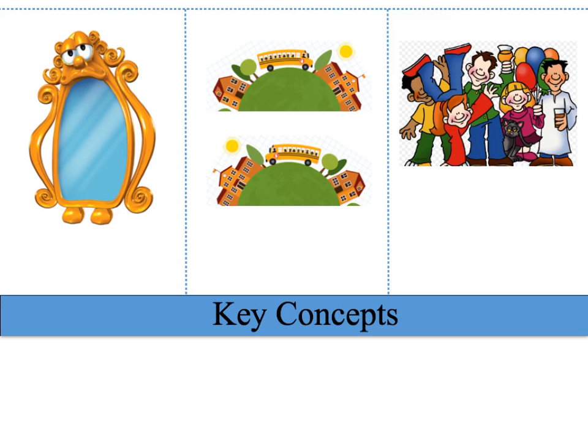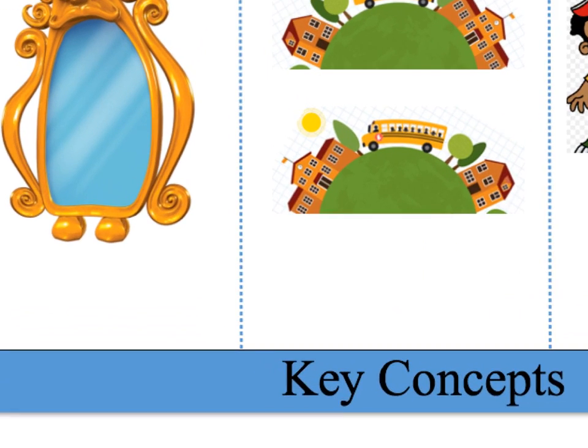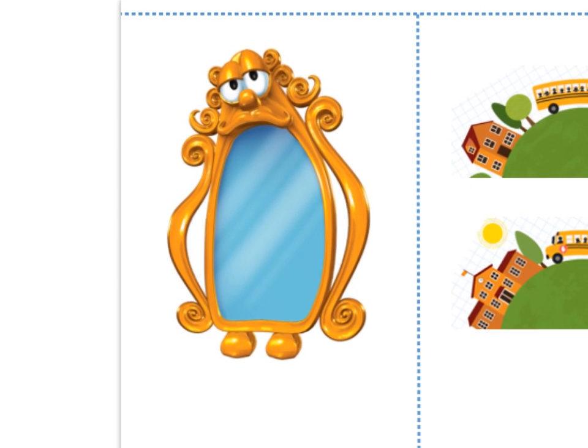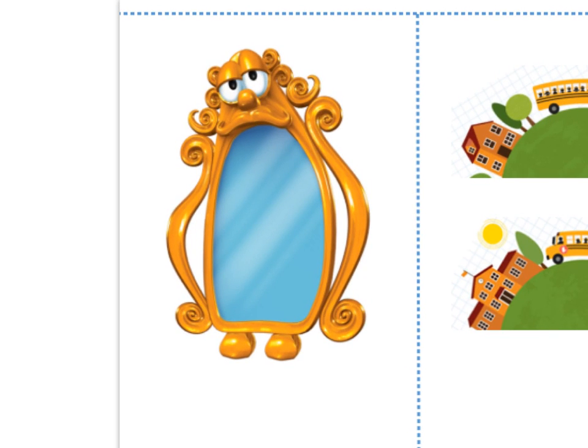So on the key concept slides, I want to talk about 6 different types of properties that you're going to see. So I'm going to move in on the first one that has a picture of the mirror. If you were to look in the mirror, you would see yourself, or you would see your identity. However, in math, I want you to use this concept and think about the identity properties.